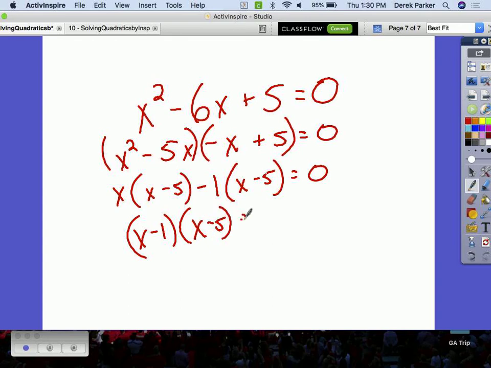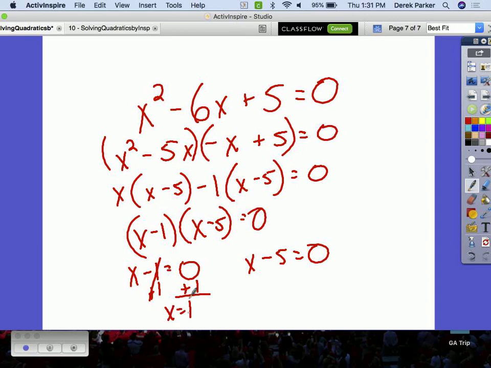Once you get here, you take the x minus 1, set it to 0, and the x minus 5 and set it to 0. Solve for x. So my answer is x equals 1 and x equals 5. Both of those are solutions to solving that quadratic.